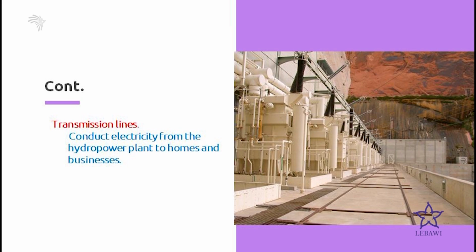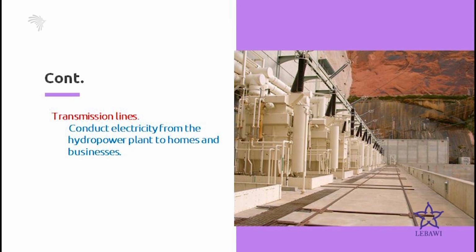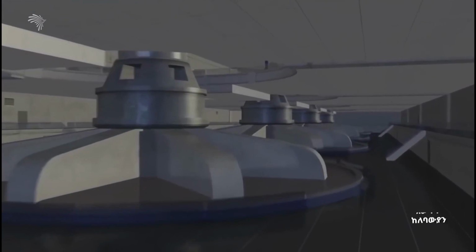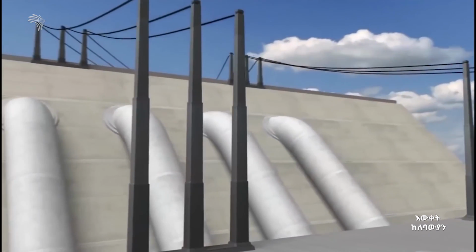Generators. Generators are devices that convert mechanical energy into electrical energy. Then we have the transmission lines. These are interconnector lines that move electricity from generating stations to distribution substations, where it's transformed to lower voltage for customers.